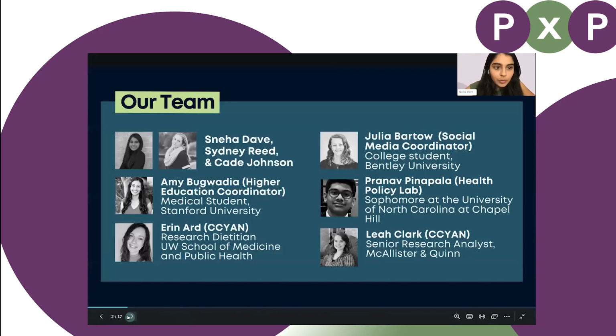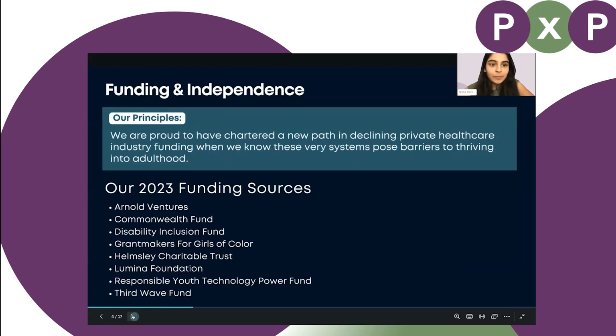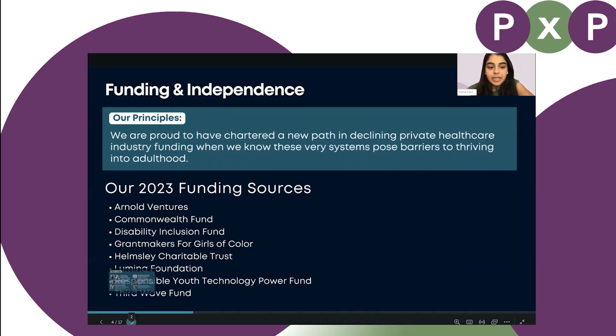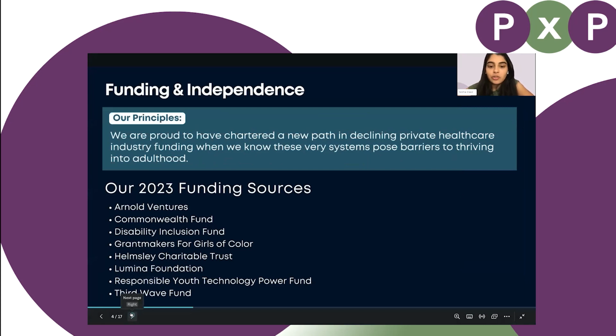But before I do so, I just wanted to share, we have an incredible team. We're 100% young adult patient led in our staff. And we have multiple young adult patients who guide a lot of our other work as well. We have an awesome board as well. One thing that's really important to us, especially as you'll see in the work that we do, is that we are 100% independent of private healthcare industry funding, which is important to us at a time when so many in our community struggle with access and affordability, particularly here in the United States, where the majority of our community is.